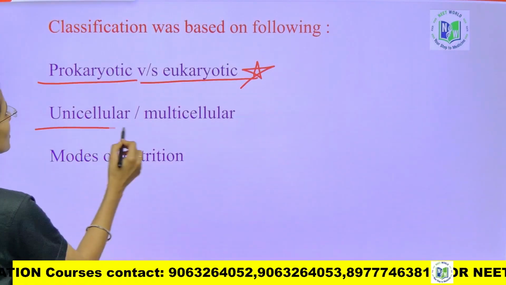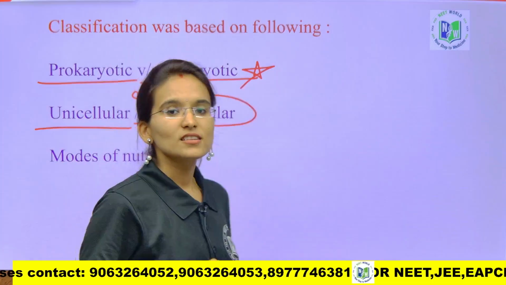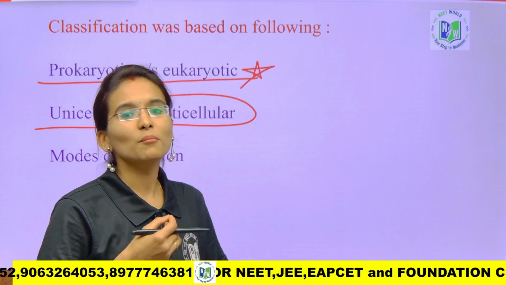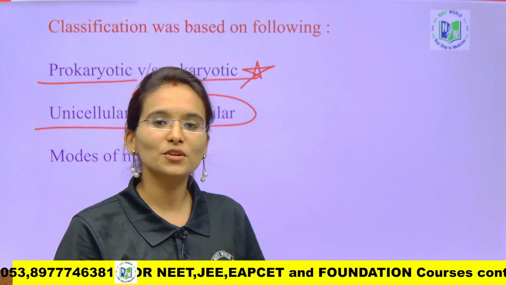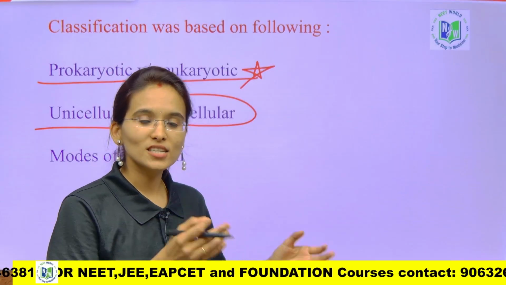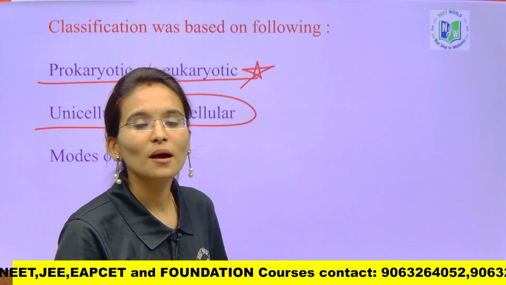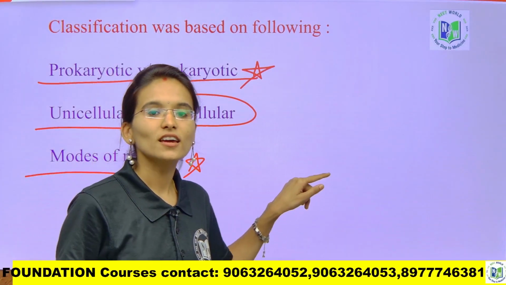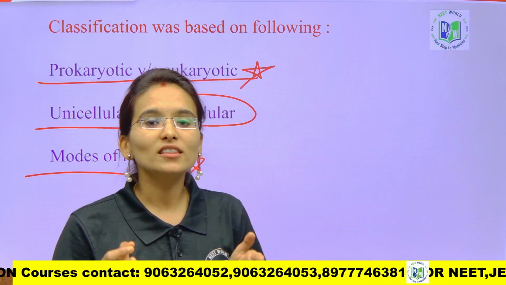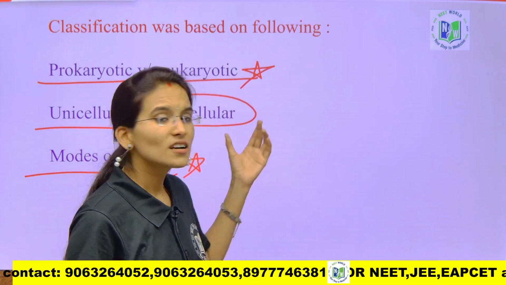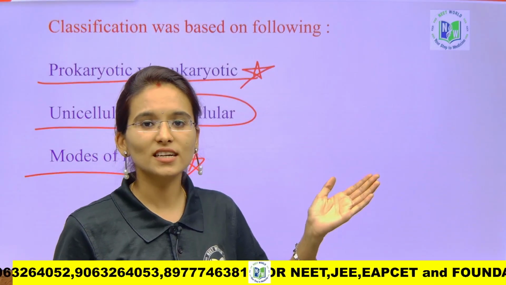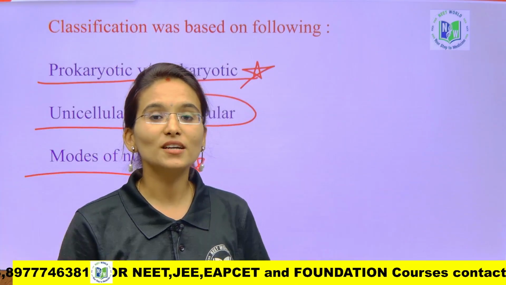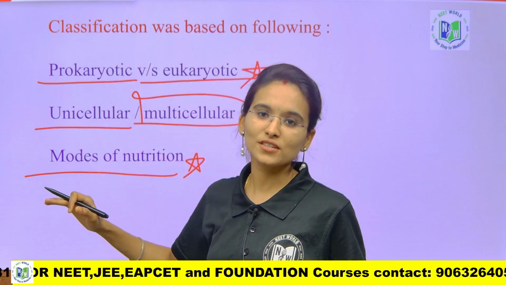And next, coming to unicellular or multicellular. Whether the identified organism contains a single cell or many cells, whether it is included in unicellular or multicellular, is one of the main criteria. And one more interesting criterion is the mode of nutrition. He has also divided organisms based on the modes of nutrition. The 5 kingdoms we have just seen, Monera, Protista, Plantae, Fungi and Animalia, are all divided based on these 3 main characteristic features, my dear students.